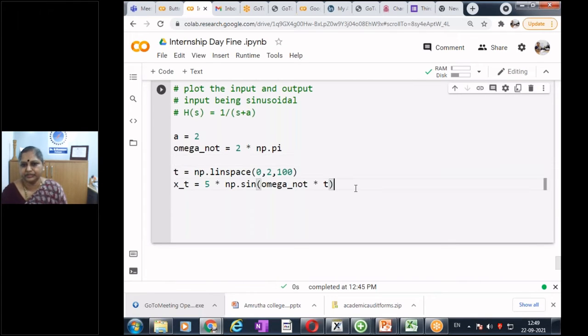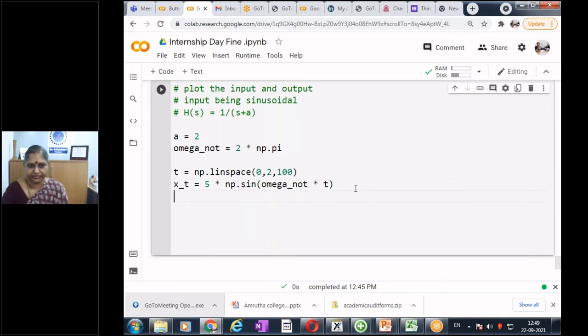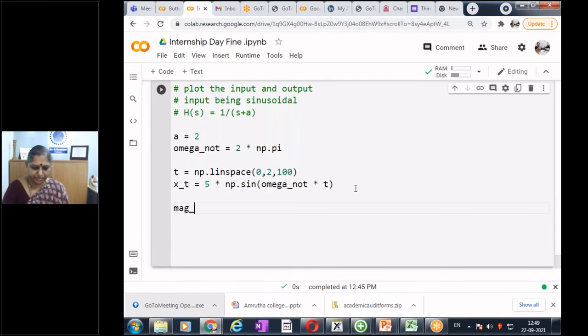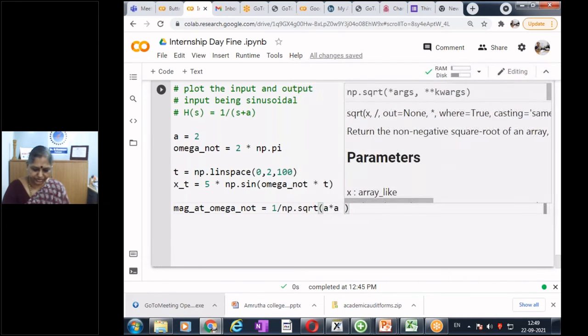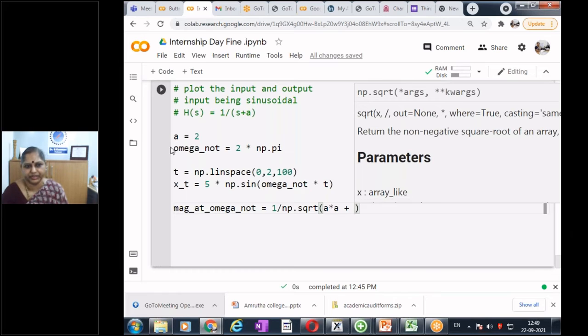We will write the corresponding output, we will write y of t. So the magnitude response, the magnitude at omega naught. What is the magnitude at omega naught? 1 by np dot square root of a square plus omega naught square.